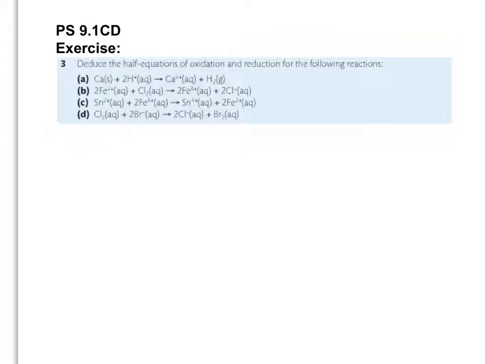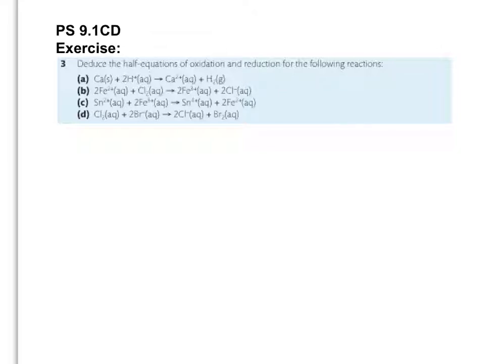Welcome. In this video, we're going to go over the solutions to the 9.1 CD problem set, where we start writing half equations and then balancing redox equations by adding those half equations together. So for number three, you're simply asked to deduce the half equations of oxidation and reduction for the following reactions.